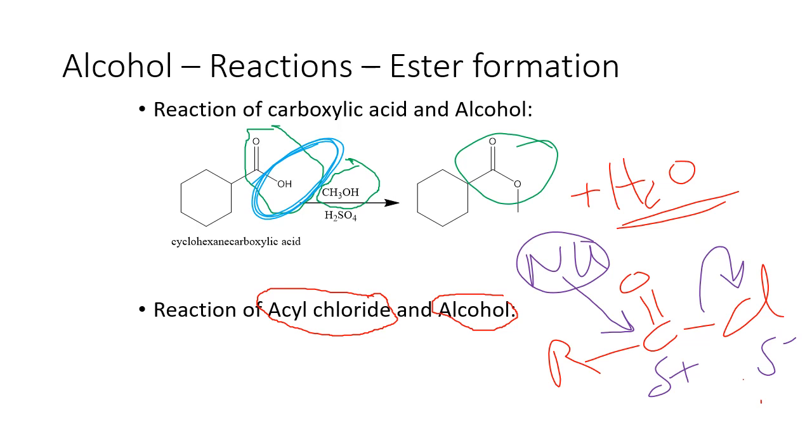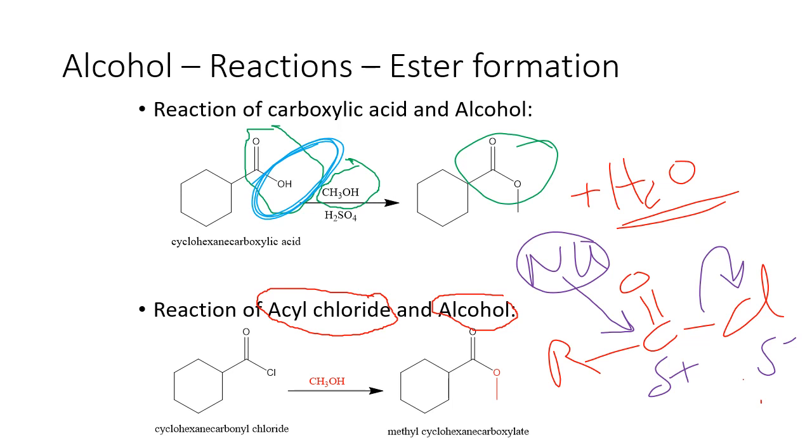Okay, let's look at an example of the reaction of an acyl chloride with an alcohol. Here is a very simple example. We have this compound called cyclohexane carbonyl chloride, which is an acyl chloride. Why acyl chloride? Because as we can see, we have a carbonyl plus a chlorine. This functional group specifically is called the acyl chloride functional group.